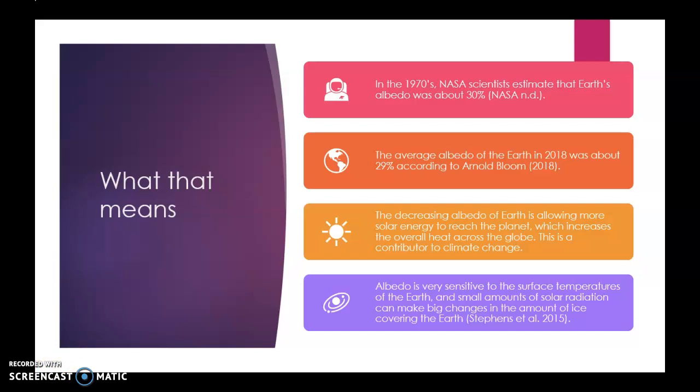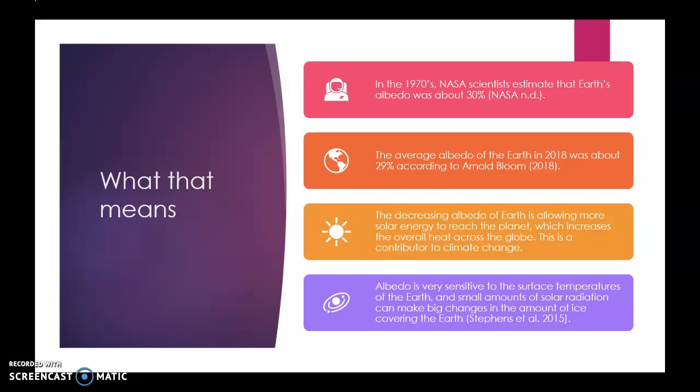This decreasing albedo of Earth is allowing more solar energy to reach the planet, which increases the overall heat across the globe. This is why albedo is a contributor to climate change. Albedo is very sensitive to surface temperatures of the Earth and local areas, and small amounts of solar radiation can make big changes in the amount of ice covering the Earth.